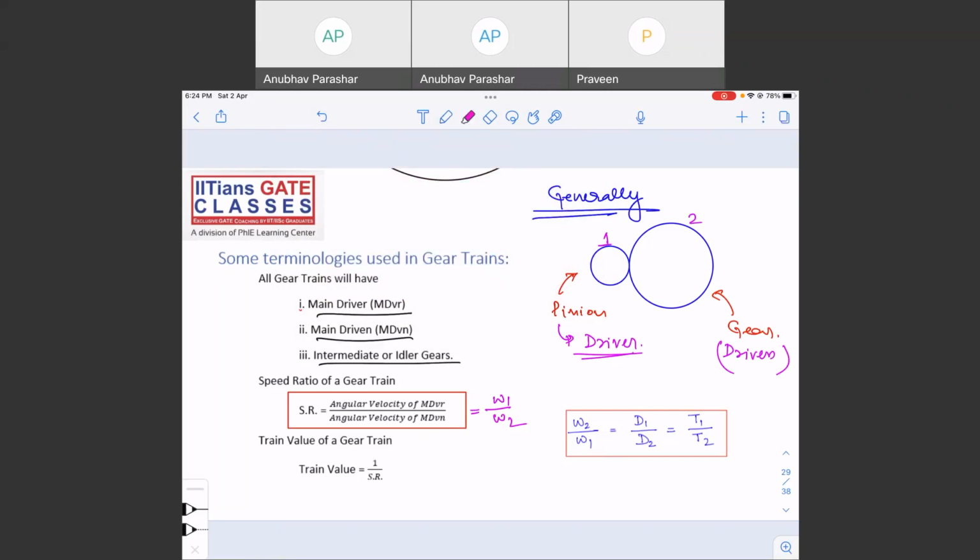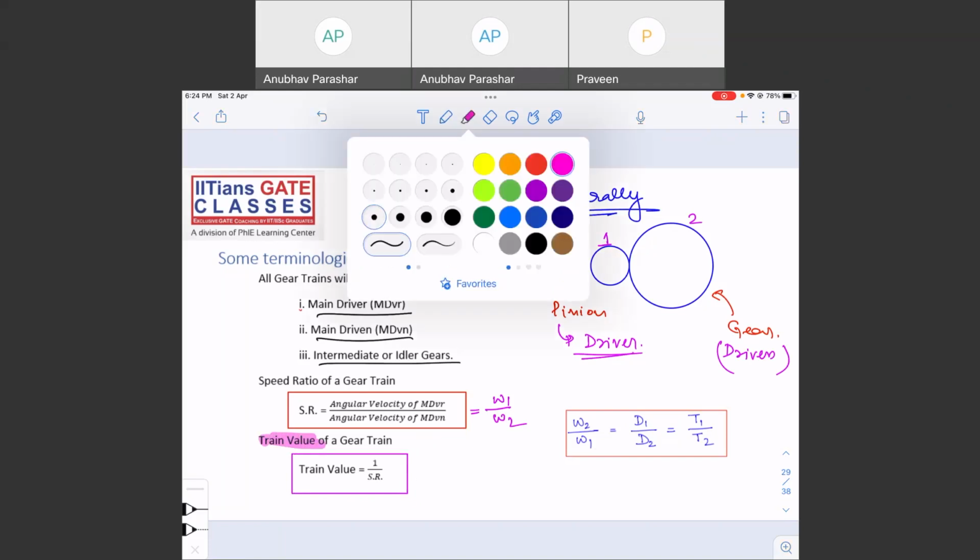Then there is a term called train value. What exactly is train value? Train value is 1 upon speed ratio. And all of you need to remember this.